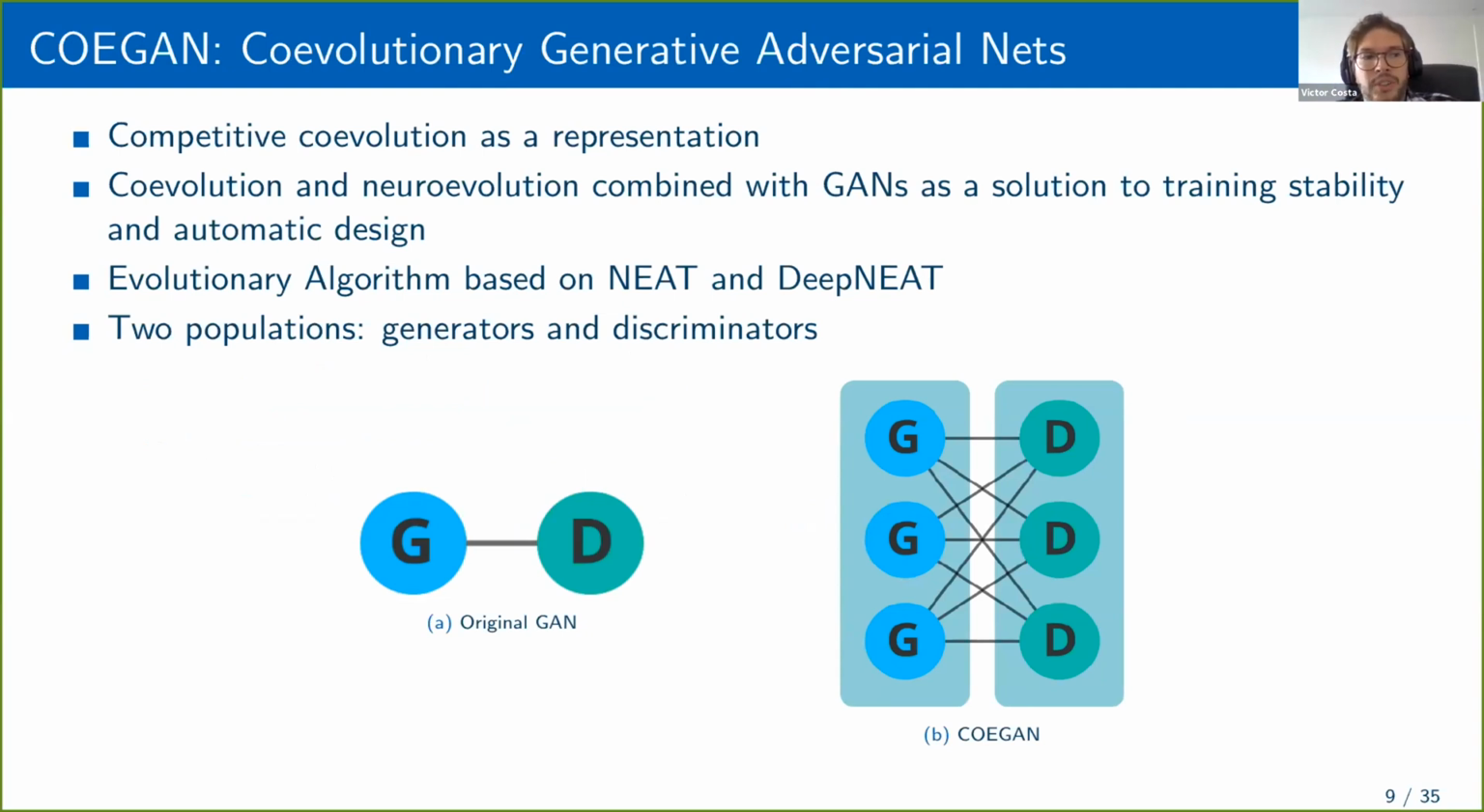COEGAN is a coevolutionary generative adversarial network model that uses competitive coevolution to represent the problem. In this case, coevolution and neuroevolution are combined with GANs as a unified solution to train and evolve GANs. We use an evolutionary algorithm based on NEAT and DeepNEAT to drive the evolutionary process, and we model the problem as a competitive coevolutionary problem. So instead of having a single generator and a single discriminator in our model, we have an entire population of generators and an entire population of discriminators that are paired and follow some competitive coevolutionary strategy to evolve the components.